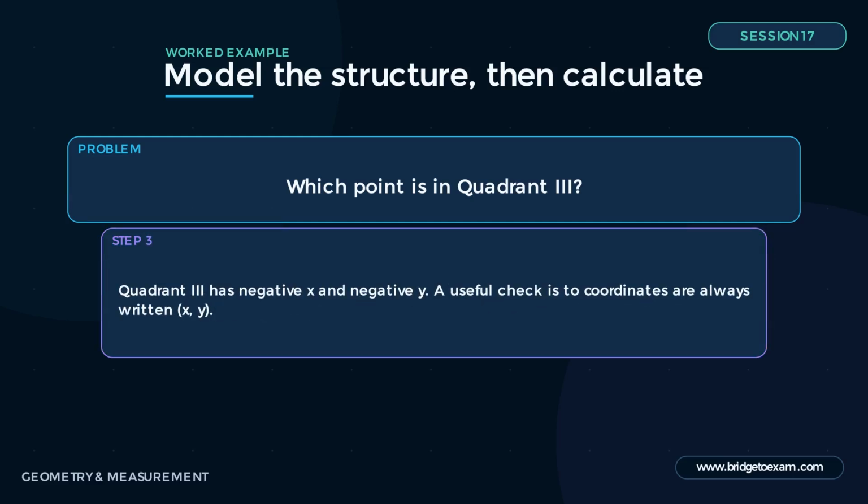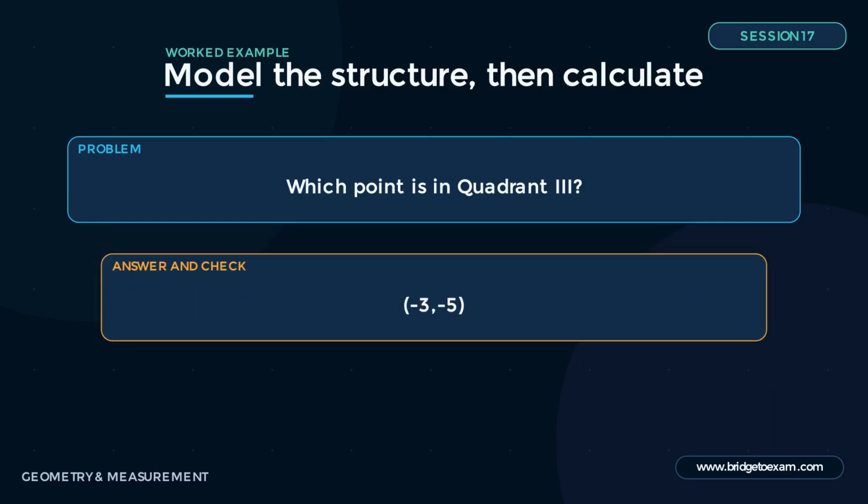Step 3 carries out the mathematics. Quadrant 3 has negative x and negative y. A useful check is that coordinates are always written x, y. The answer is -3, -5. Now verify the result against the original wording. The quantity, numerical size, and unit must all make sense together.